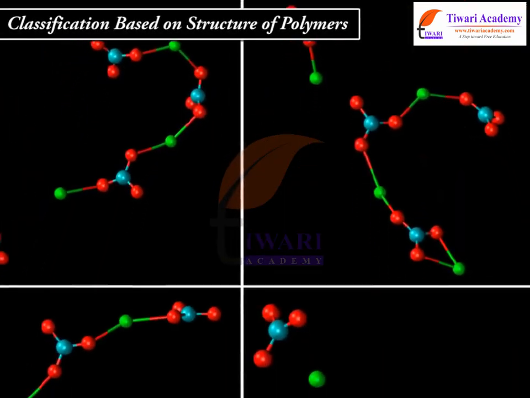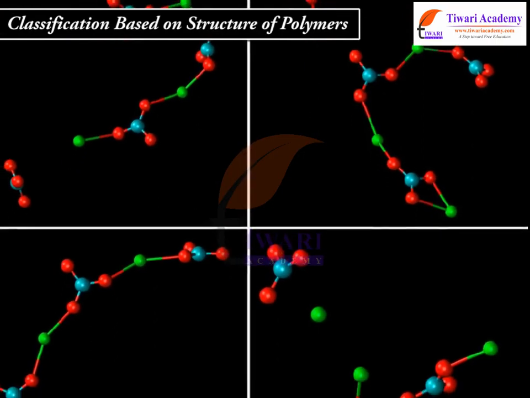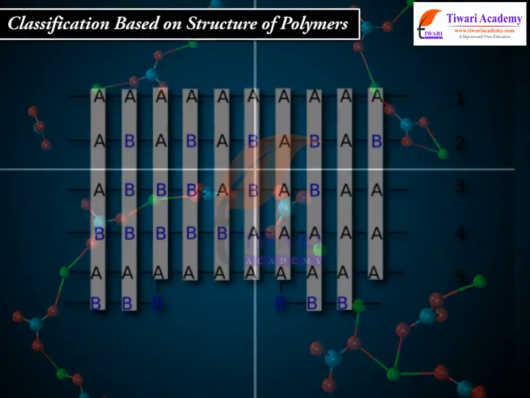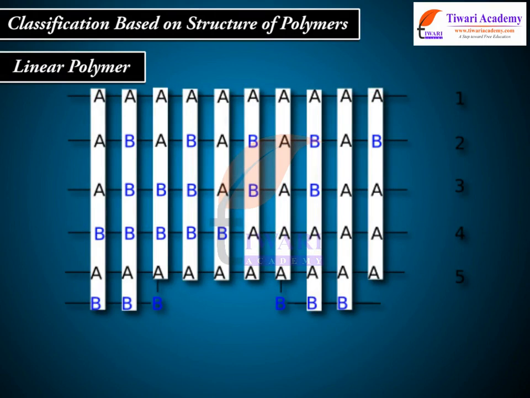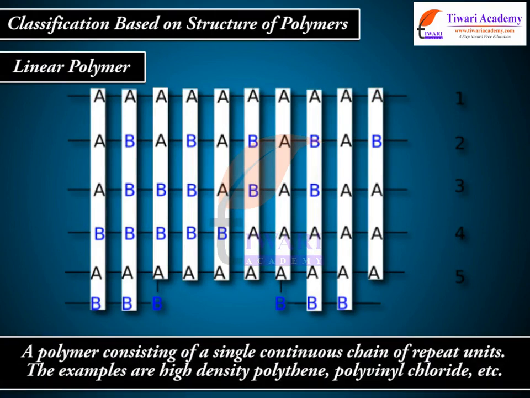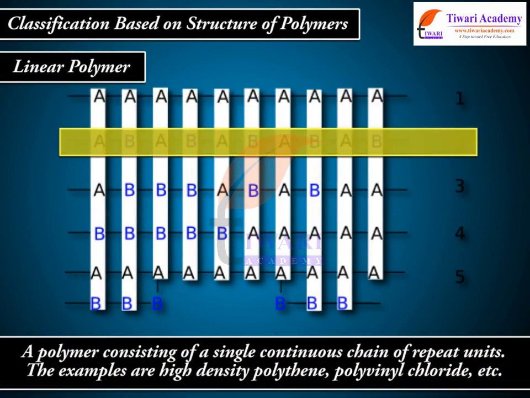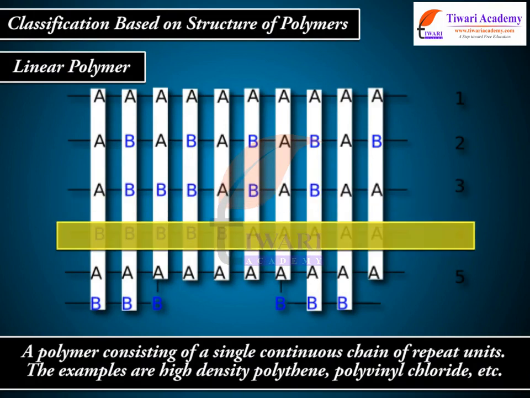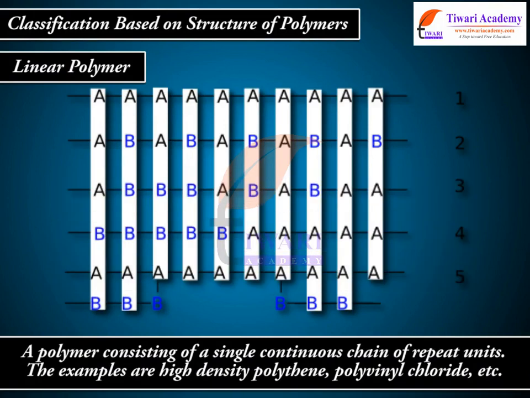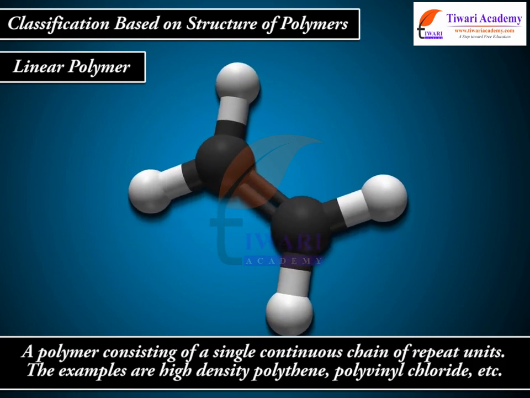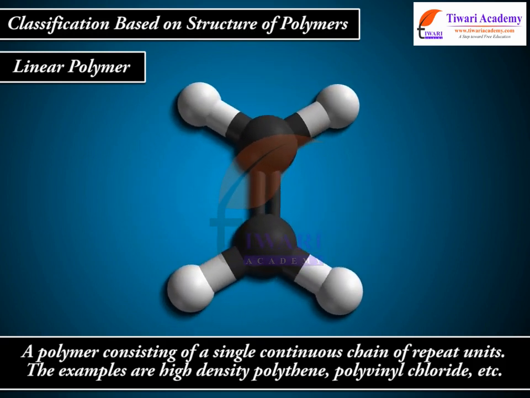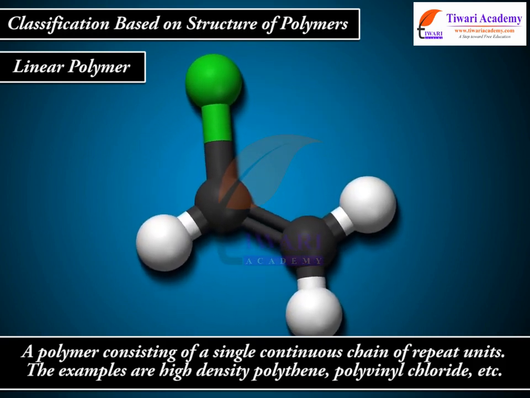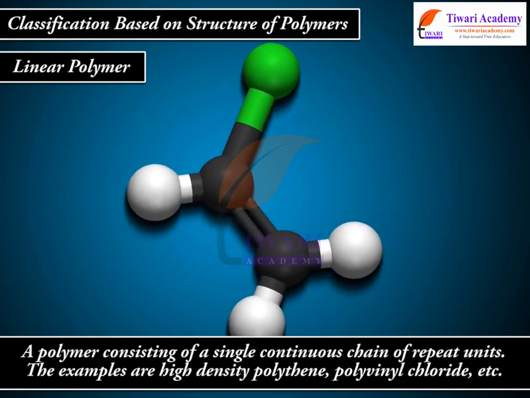Classification based on structure of polymers. Linear polymer. A polymer consisting of a single continuous chain of repeat units. The examples are high-density polythene, polyvinyl chloride, etc.